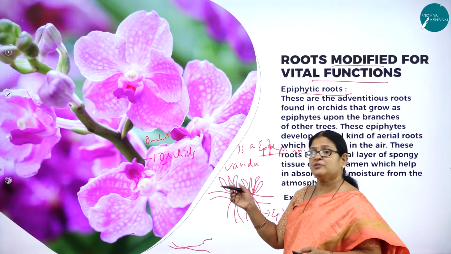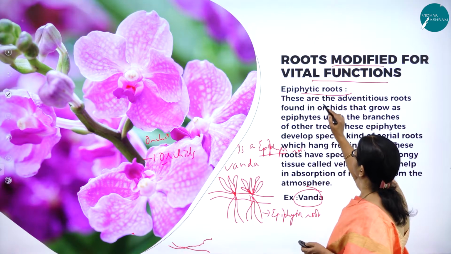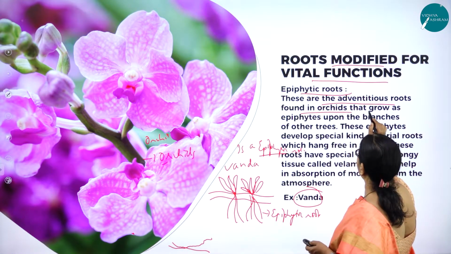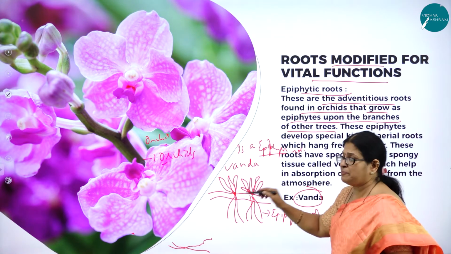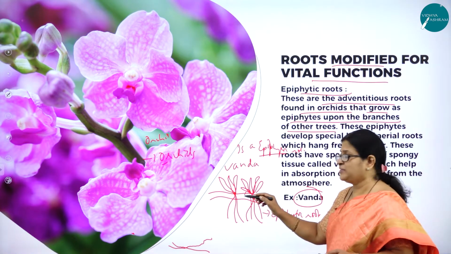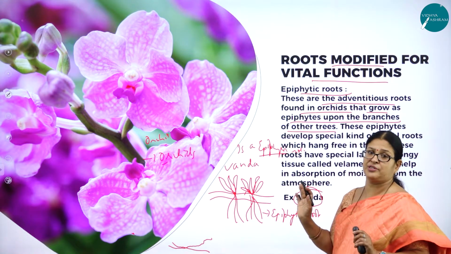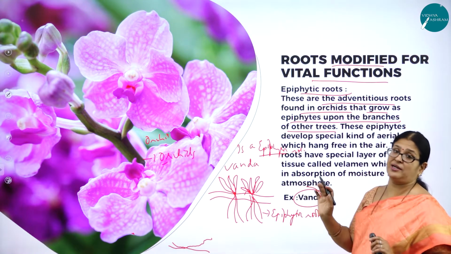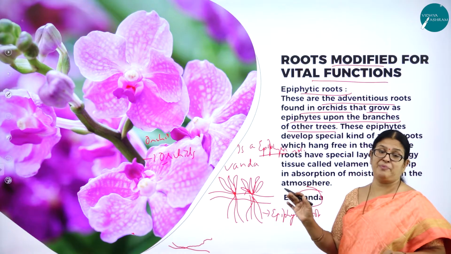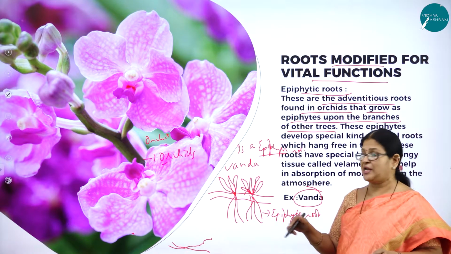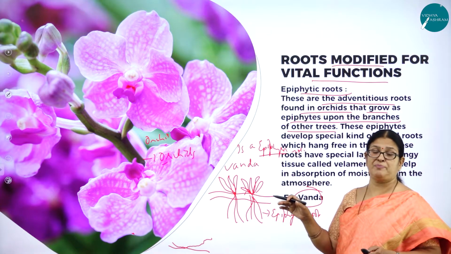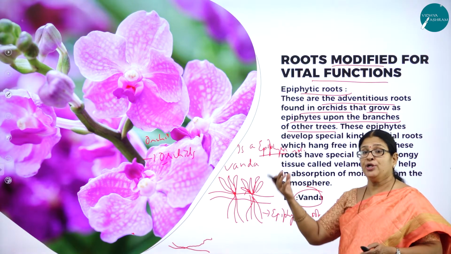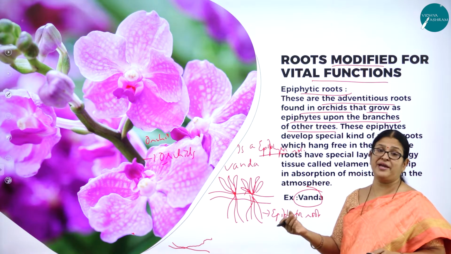Right? So here you can find the epiphytic root. These are the adventitious roots found in orchids that grow as epiphytes on the branches of other plants. They are not going to harm the other plant. They just take the support. They are not like Cuscuta, a parasitic plant. What is that parasitic plant? I am going to explain in the coming slide. It will not only take the support of the other plant, it will start sucking the nutrients from the host plant. So thereby, what is it?